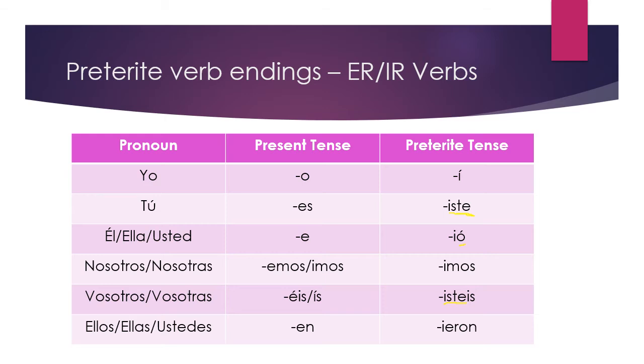And then finally for ellos, ellas, and ustedes, we have ieron. Okay, you'll notice it's a bit similar to aron, the ar verb ending for the preterite tense ellos. Okay, they both have n's, just like en and an. Okay, all the verb endings that have to do with ellos, ellas, and ustedes, all the ones we've learned so far, they all have an n at the end. Okay, so go ahead and copy those onto your notes. í, iste, ió, imos, isteis, ieron. You'll find that it also sounds like a song you know.